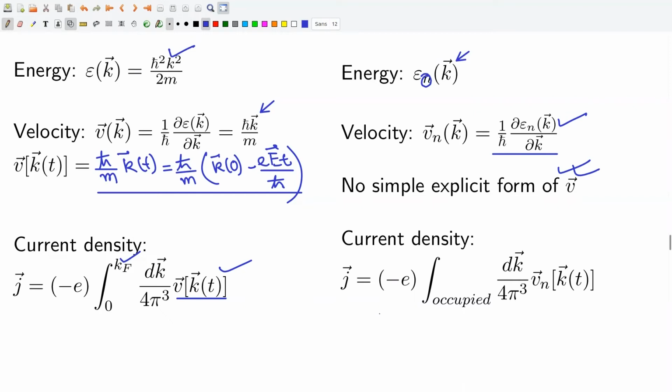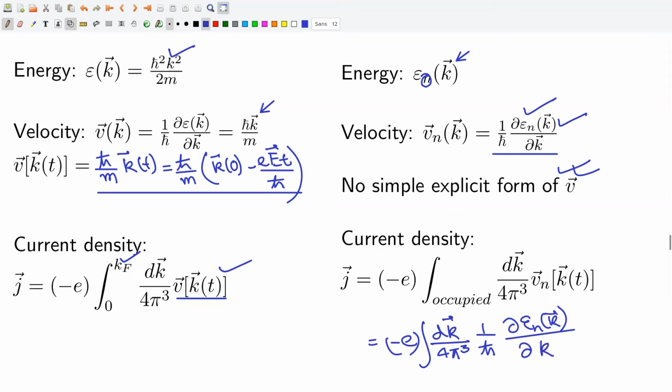Thus, the expression for current is minus e integral dk by 4 pi cubed. Since we do not have any simple explicit form, we have to use this 1 by h bar del E divided by del k. Thus, current will depend on the energy dispersion relation of Bloch electrons.